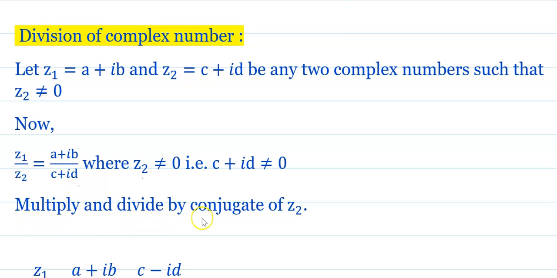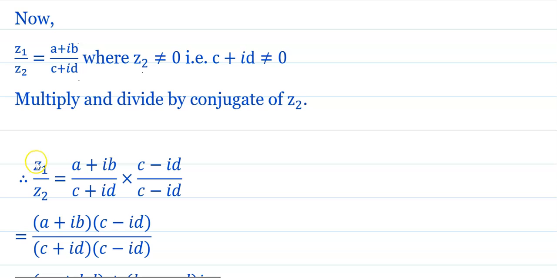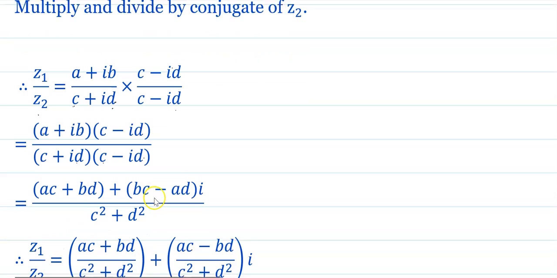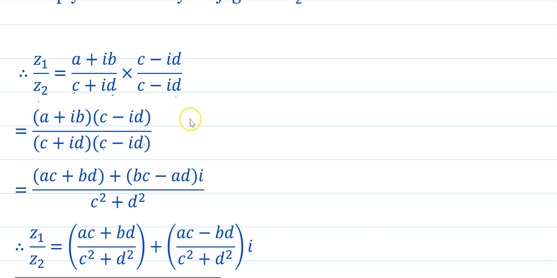Multiply and divide by the conjugate of z2. z1 upon z2 is equal to a plus ib upon c plus id into याच्या conjugate ने numeratorला आणि denominatorला multiply करणार. Therefore, in bracket a plus ib upon c plus id into c minus id upon c minus id. प्रत्येकदा याच्या conjugate ने घ्यायचं, c plus id multiplied with this. Then you are getting the easy division. Okay.